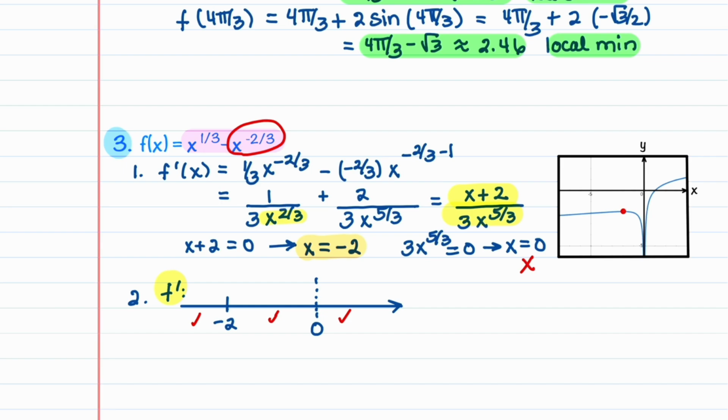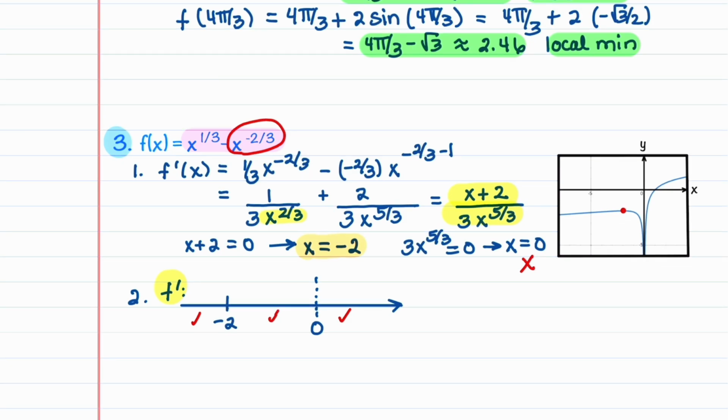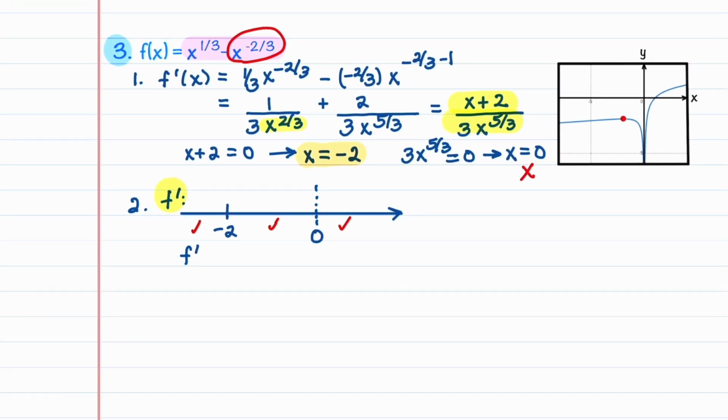There's a lot of points that we could pick for x less than -2. I'm just going to pick x is equal to -3. So we're going to find f prime at -3. Looking back up to our formula in yellow, we have a -3 plus 2, all divided by 3 times -3 to the 5/3. Our numerator is negative, and then our denominator is negative. So this is going to be positive, greater than 0. So let's put a plus up here in that region.